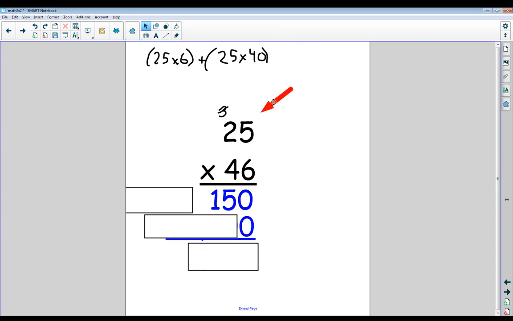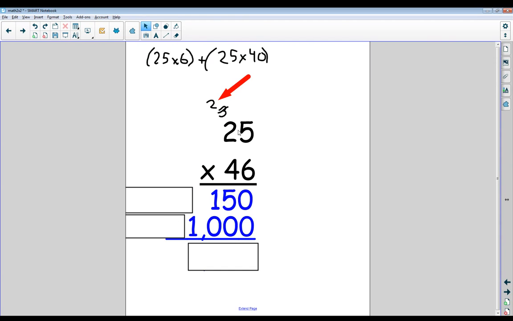So if we follow through standard algorithm, 5 times 4 equals 20. Regroup the 2 up here. Remember, that's why we crossed out that regroup 3. 2 times 4 equals 8. 8 plus 2 equals 10. So our second partial product is 1,000.